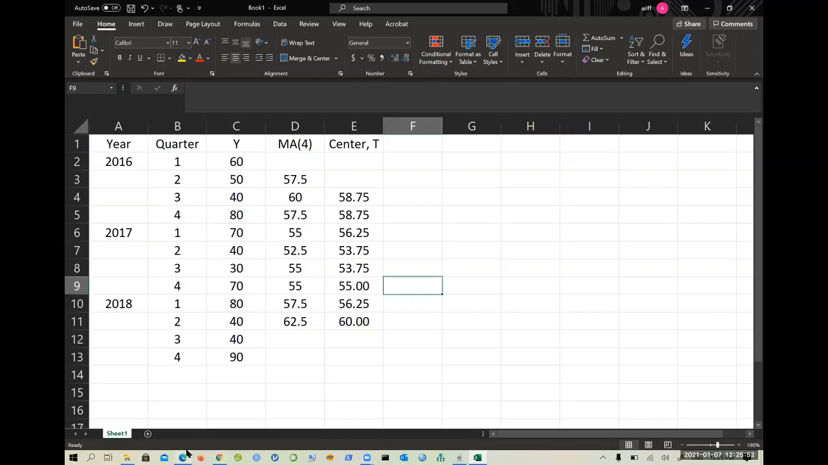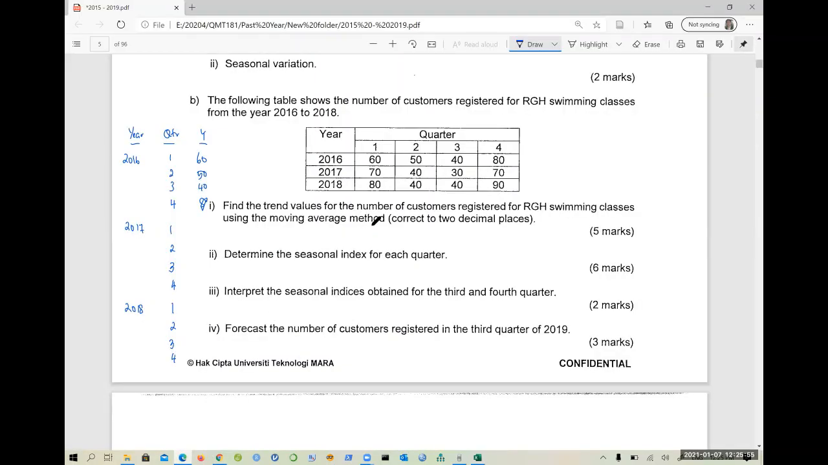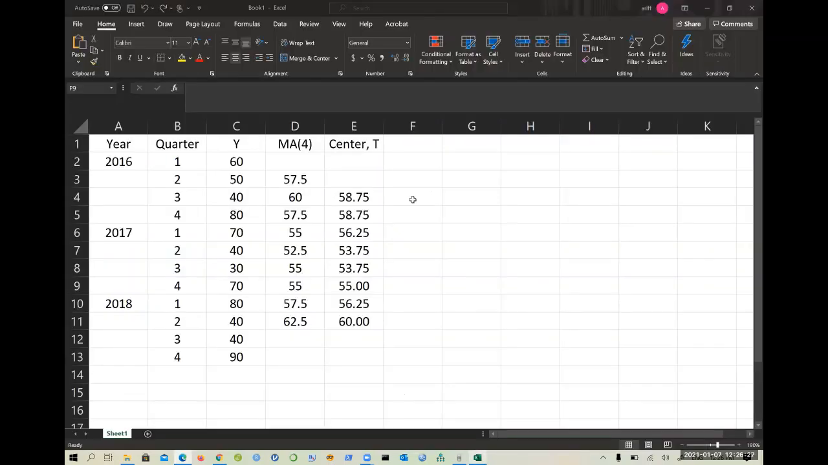However, your first table here will not stop there. Even though it only asks you for the trend values, you should complete your table by adding one more column for the variation. But the marks will be displayed in the second one, that is to determine the seasonal index. Okay, to determine the seasonal index, the first step that you need to do is to find the seasonal variation.